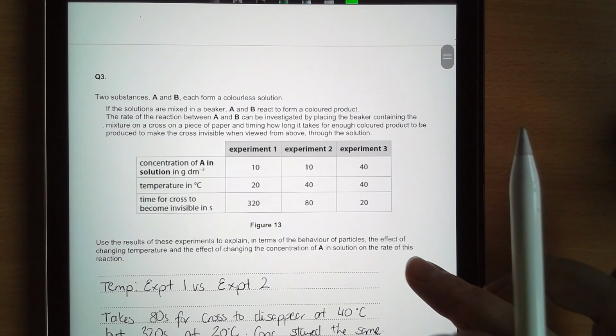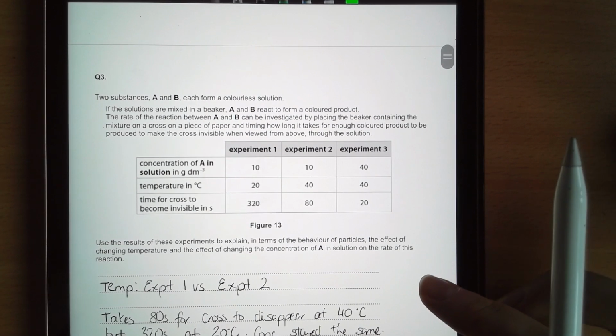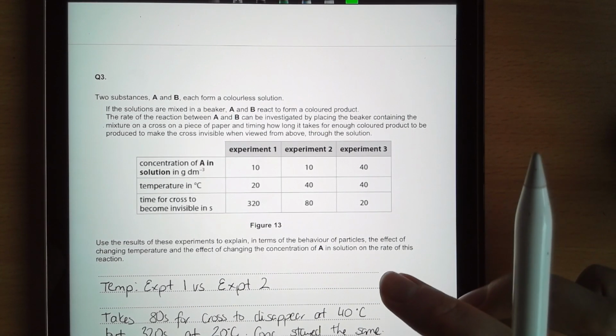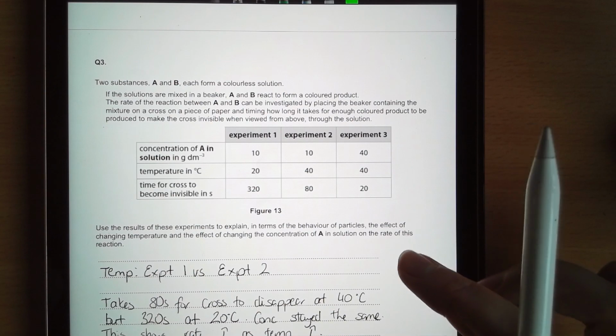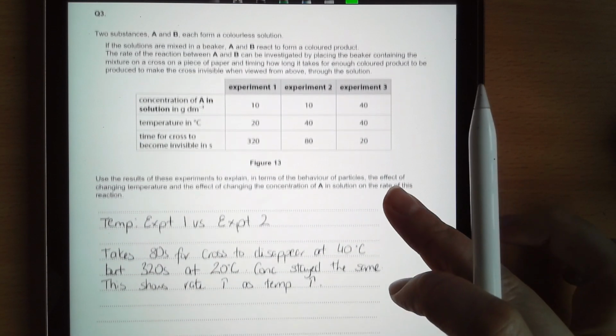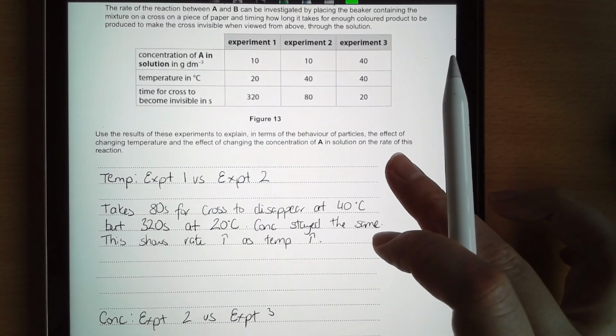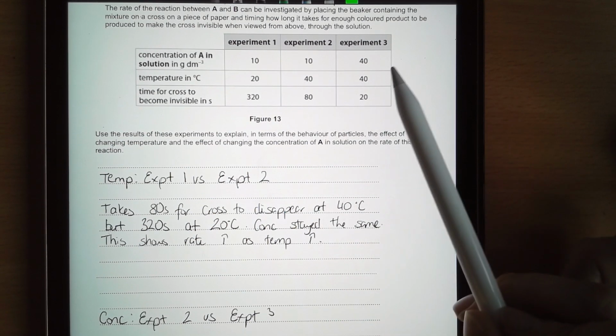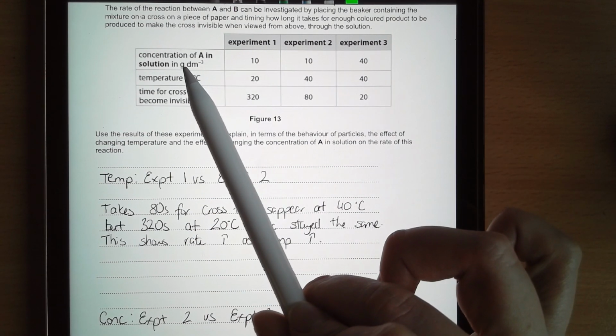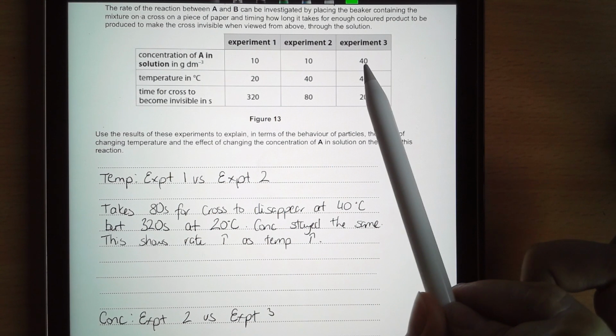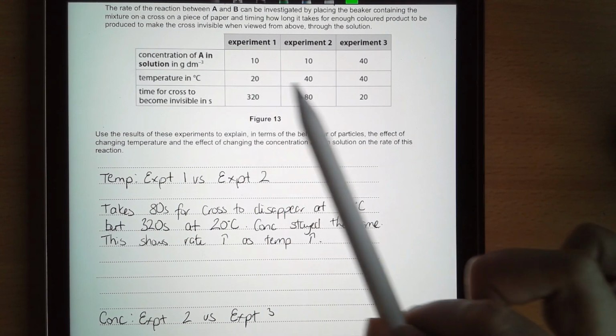The next one is a 6 marker. We can't just ignore 6 markers and always skip them because there's stuff in here that you can definitely answer. They're asking you about rates of reaction. They have given you some data. So they're showing you 3 different experiments. They've got the concentration and they're changing the concentration in one experiment. They've got temperature and they've changed the temperature.